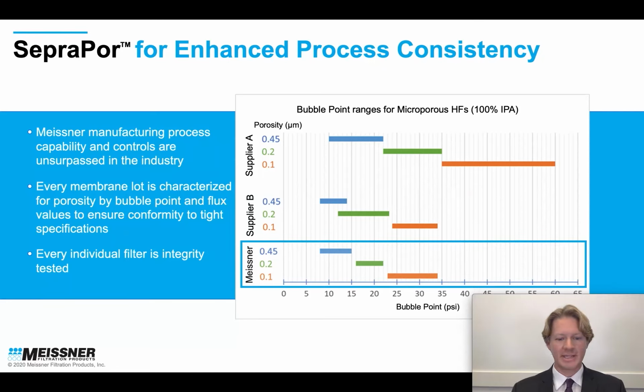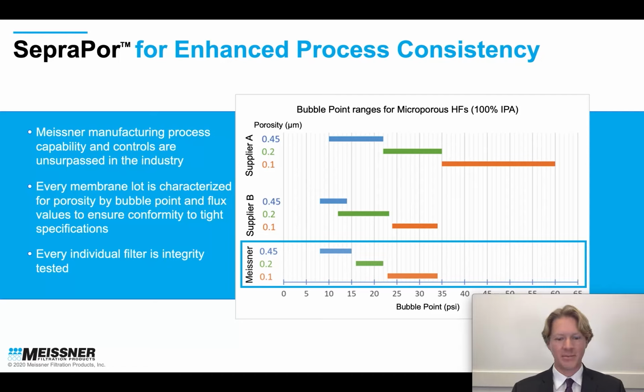Meissner used bacterial challenge with B. diminuta to establish bubble point ranges for 0.2 micron filters. SepraPor has distinct bubble point separation between each pore size to minimize process variability and improve process reproducibility. This means similar performance without changing your processing parameters, allowing for tighter process control from batch to batch.